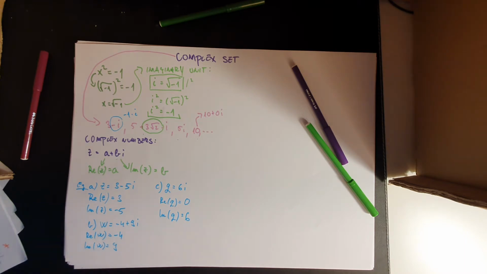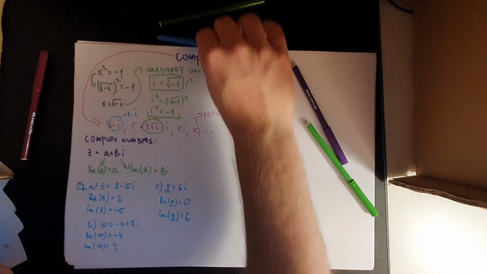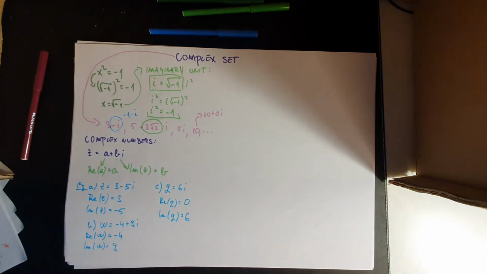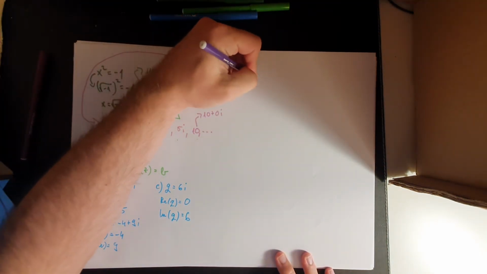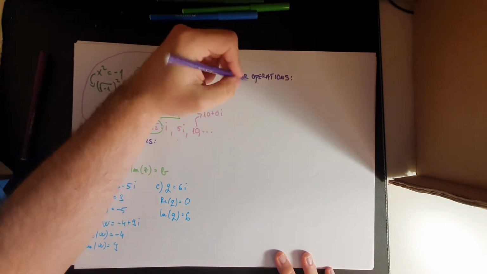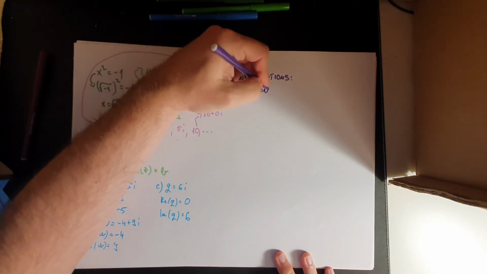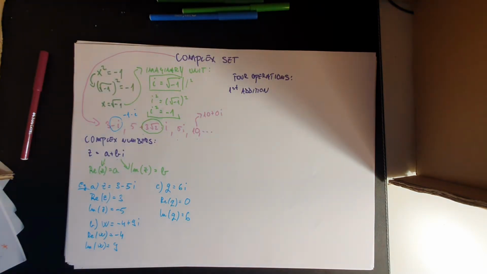Now, considering the complex numbers, we introduced a whole new set of numbers. There are all new things going on here, but what we also have to check is how the basic mathematical operations work for this whole new set. Now, we have 4 basic operations. Let's start with the first, addition, and show you an example.